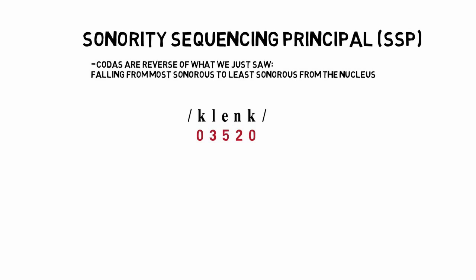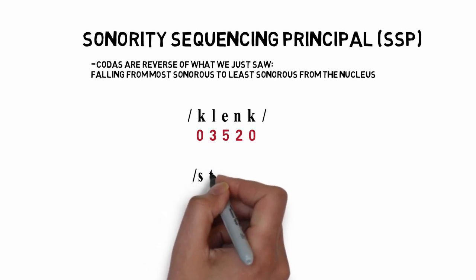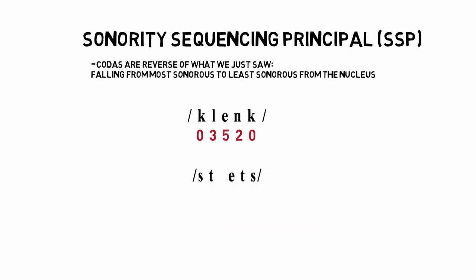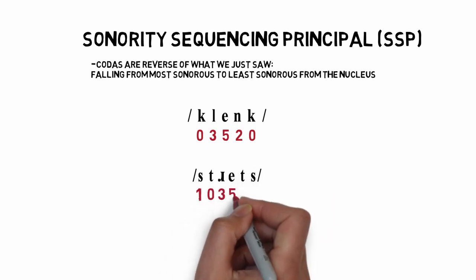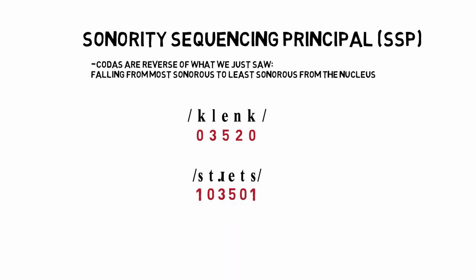However, s messes things up here too. In English and in other languages, we allow words like the word straights, where the progression is 1, 0, 3, 5, 0, 1. So we see that we start at a 1, then we go down in sonority, then back up towards the nucleus, where we fall, and then have a slight rise again right at the end of the word, because s is more sonorous than t.